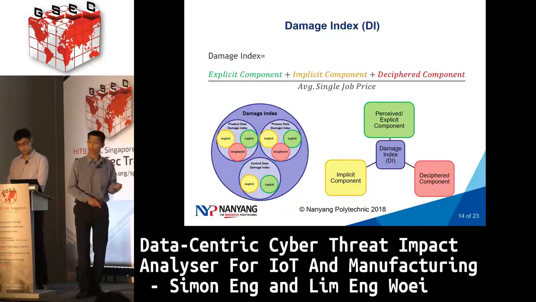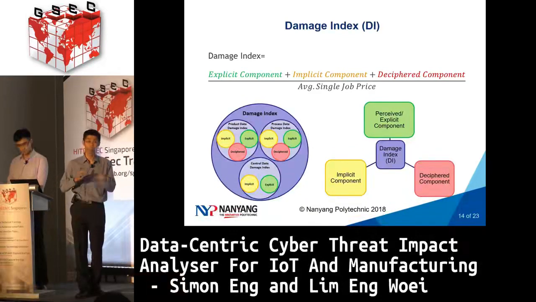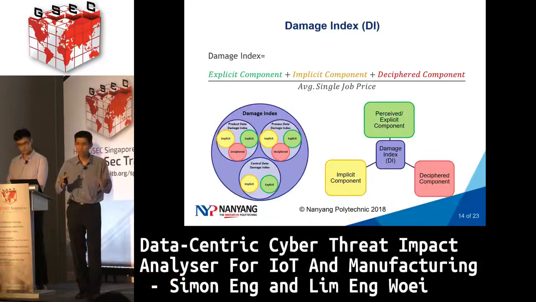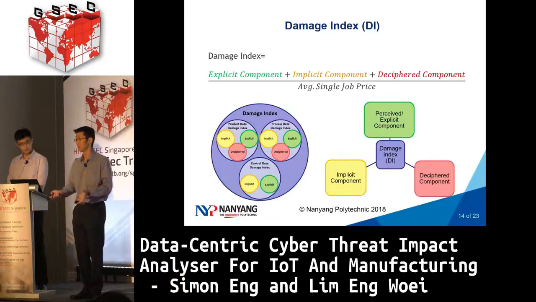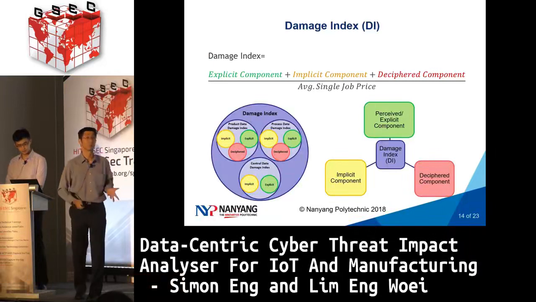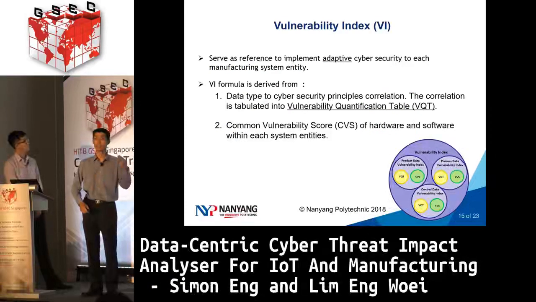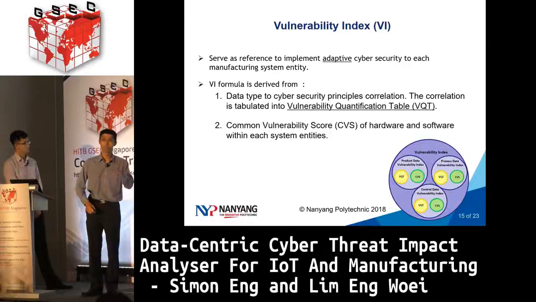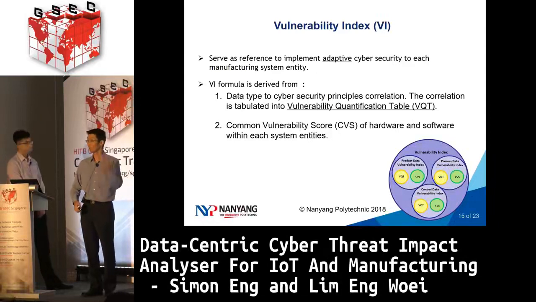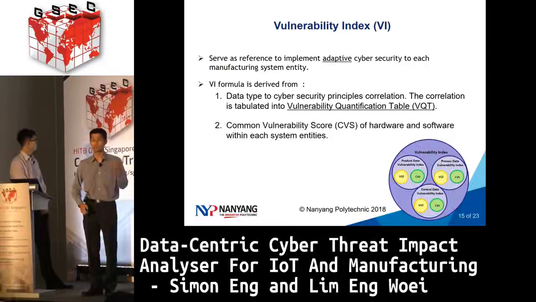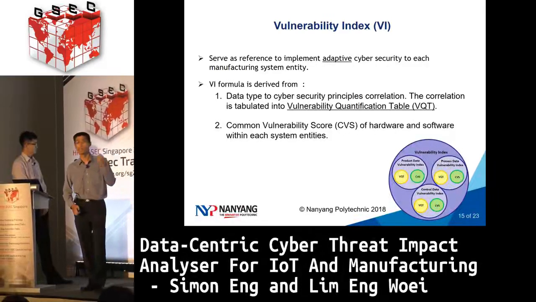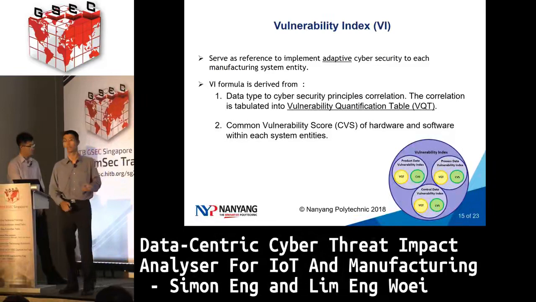By the way, each CNC machine costs typically in the region of about 1 mil and above. So that is the scale we're looking at, right? Now we know that maybe we can rank all the machines on my shop floor based on the damage index, which tells me the machines that I need to protect the most.